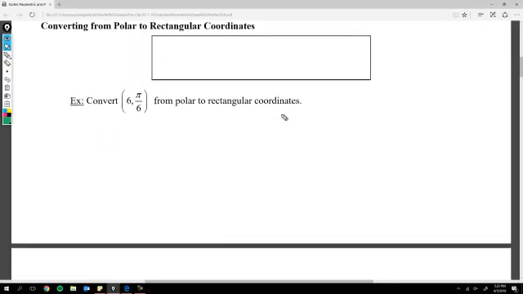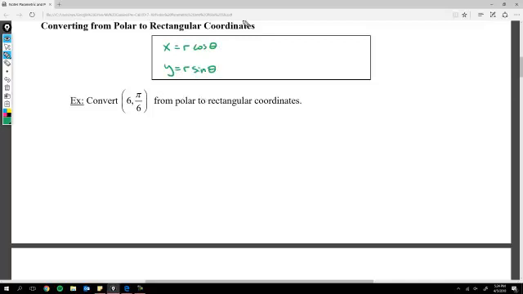All right, let's convert. So let's practice converting from polar to rectangular. There are 2 really important equations for you to remember. We're going to use them all the time. We're going to use them next year too. So x equals r cosine of theta. y equals r sine of theta.